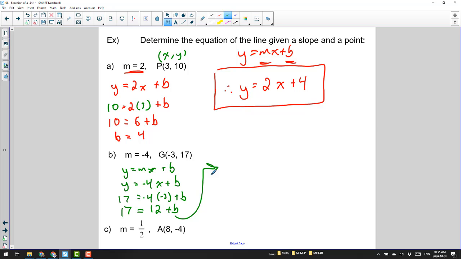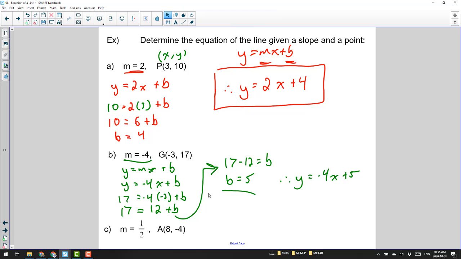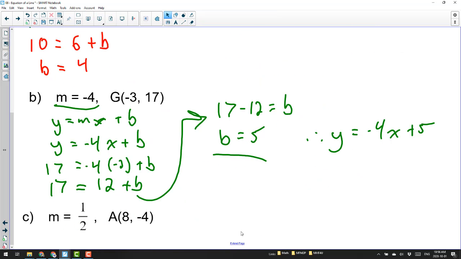Go up here so I have more room. So 17 minus 12 is going to be my b value, which is 5. So I have my b, I was given my m, therefore y equals -4x plus 5. Last one. Get some extra room here.